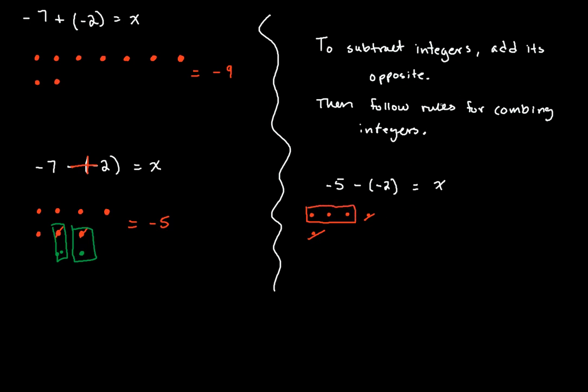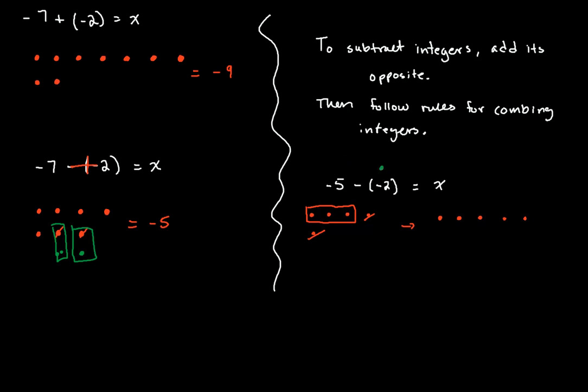Now let's see if this rule works. To subtract integers, add its opposite. So I'm going to take this -5, and I'm going to add 2 to -5 instead. So let's do that over here. I have 1, 2, 3, 4, 5, and I'm going to add in, let's use green.